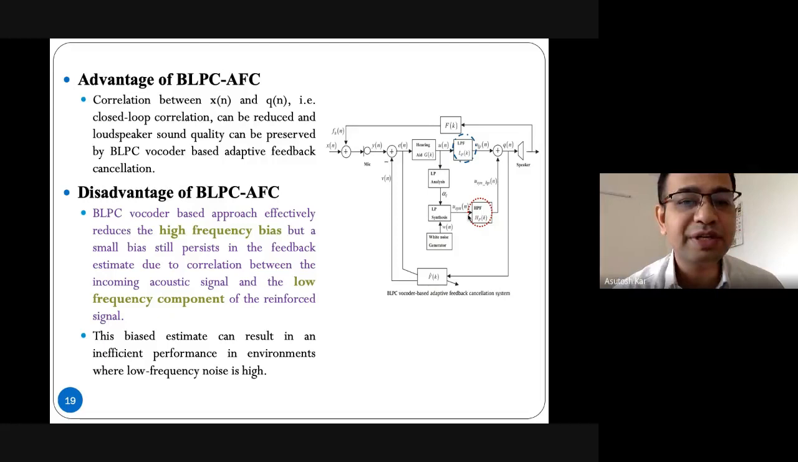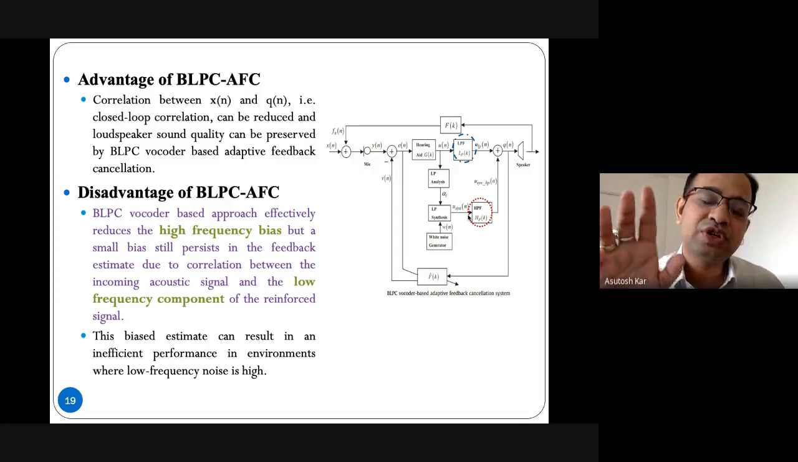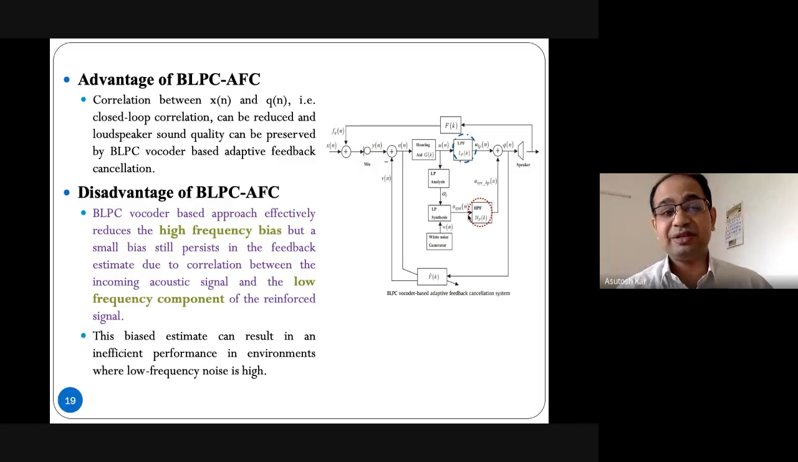But the issue with it, or the advantage, is itself a disadvantage. What is the disadvantage? The disadvantage is low frequency biasing. The correlation at low frequency between the input XN and QN has not been addressed properly. It needs to be addressed. For that, some improvement has to be proposed.